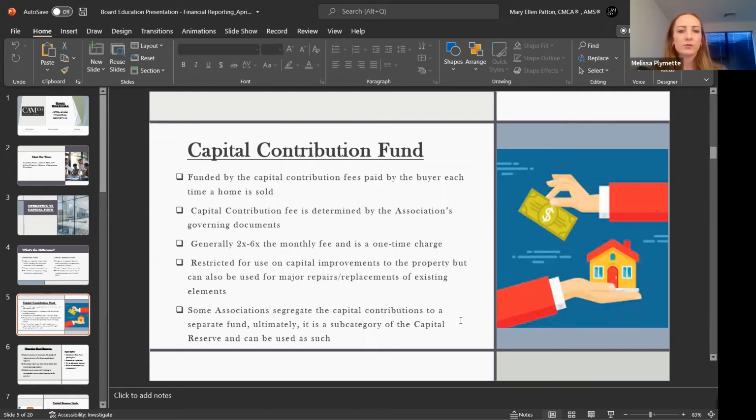And these funds are sometimes restricted specifically for use on capital improvements to the property. So this means that they could only be used to add an additional asset to the community, as opposed to replacing an existing component. So that's why you might find that some communities, you may have this segregated in your equity. Ultimately, though, the capital contributions really are a part of your capital reserve fund, and many associations will consider it as available money that they have to use as part of their capital reserve.